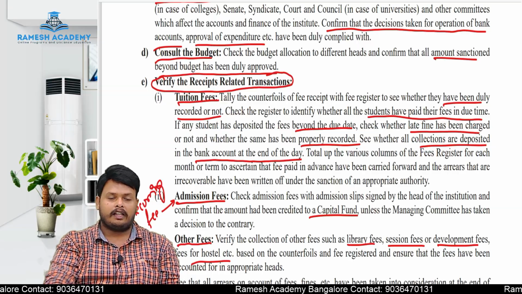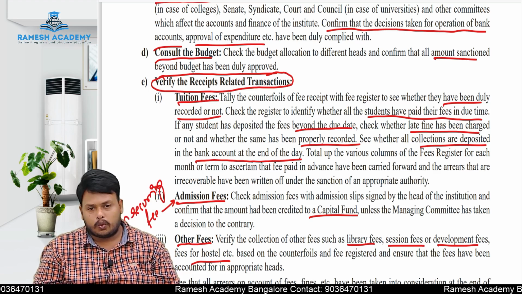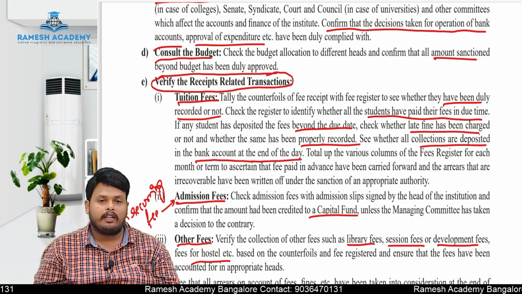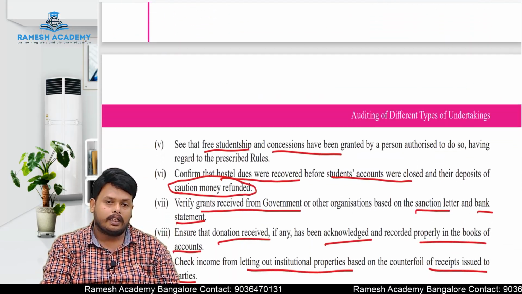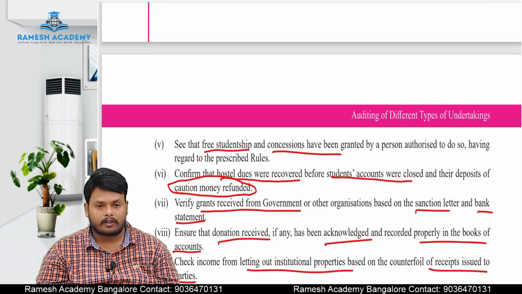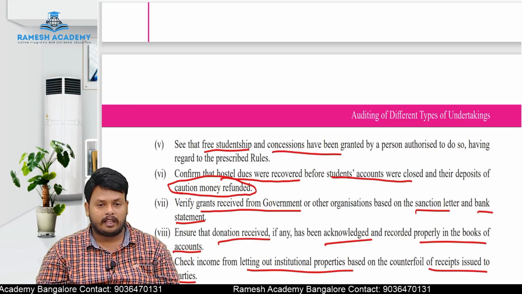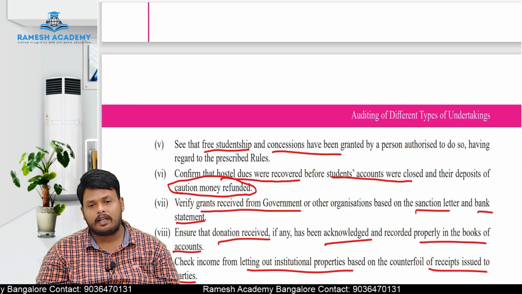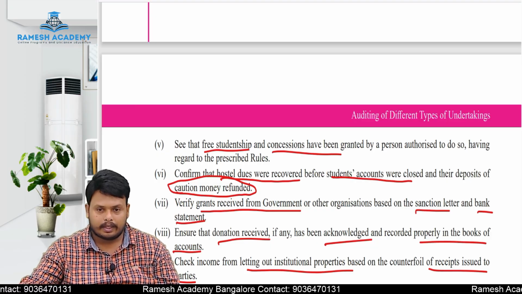In the receipt related transactions, in the case of education institutions, there will majorly be three incomes. One is tuition fees, one is admission fees, and the remaining are all other fees. So the auditor has to verify whether the fees are received on time, whether they are recording the correct vouchers, whether they are depositing the money which they received, and whether they are diverting the funds. All these things the auditor has to verify and confirm.